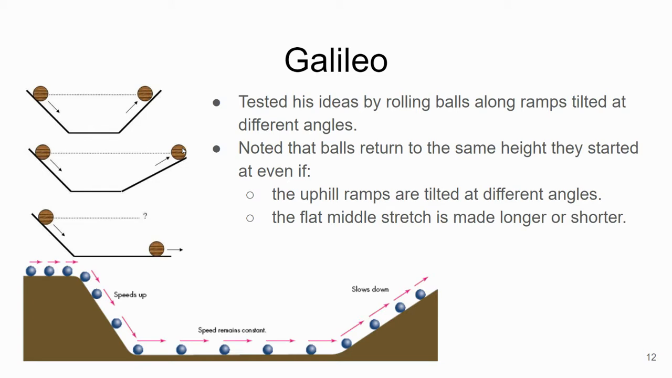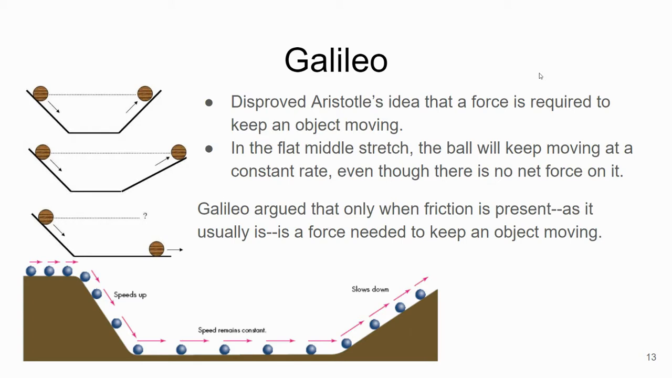In the middle, the ball just goes in a straight line at a constant speed. And Galileo realized you could make that middle part as long or as short as you want. It doesn't matter because the ball is only going to cruise in the middle, straight line, constant speed across that middle flat part because there's no net force in it. So its motion doesn't change. Once it gets to the flat part, it's got a speed and it's moving in a direction. So if you put no net force on it, it just goes that speed in that direction and nothing changes until it gets to the other ramp. And then things start to change. So this is what disproved Aristotle's idea that a force is required to keep an object moving.